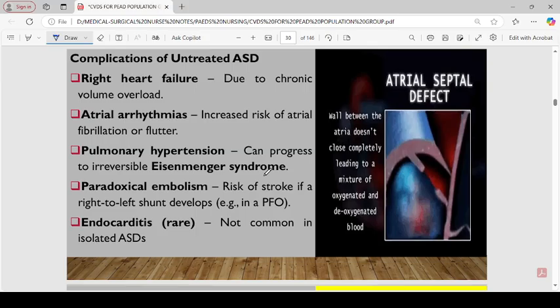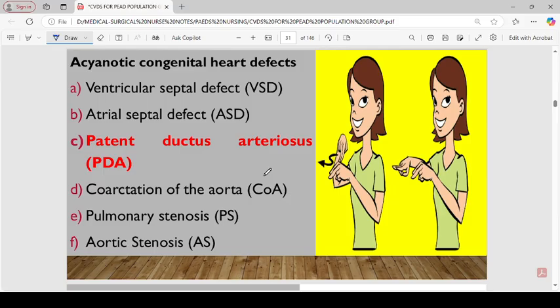Paradoxical embolism. So the risk of stroke will develop when there is a right to left shunting. Lastly, endocarditis, although this is very rare and not common in this particular patient, but can occur.